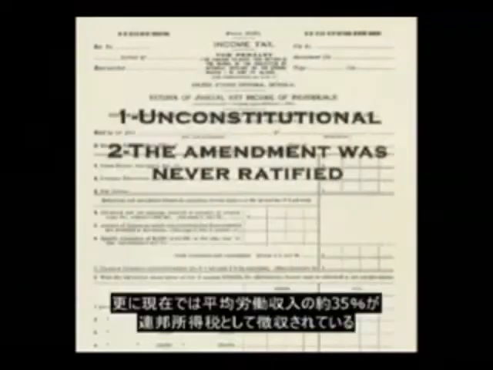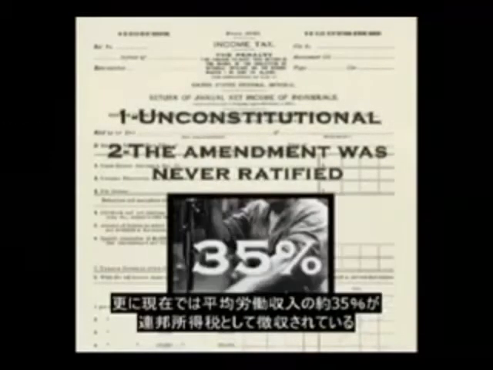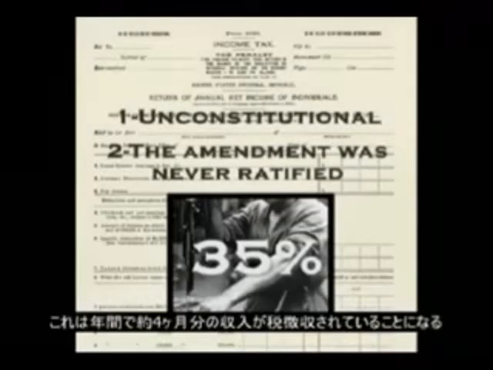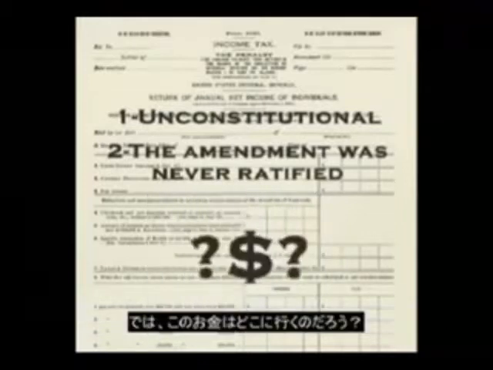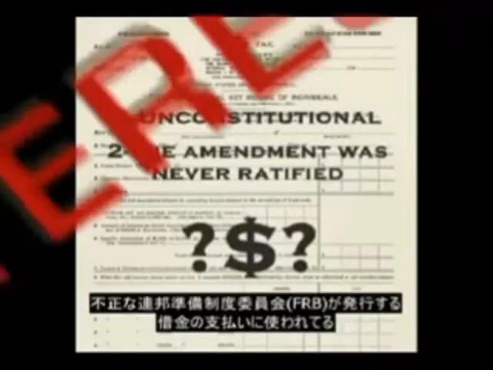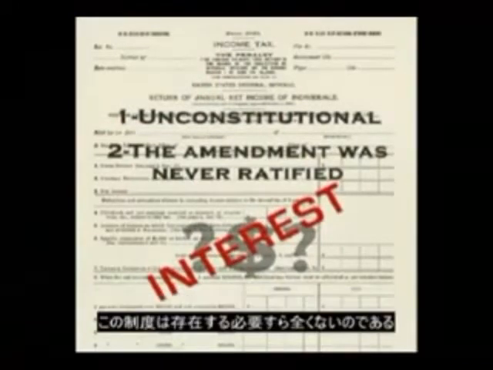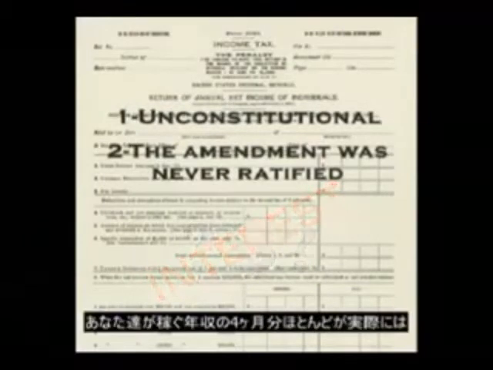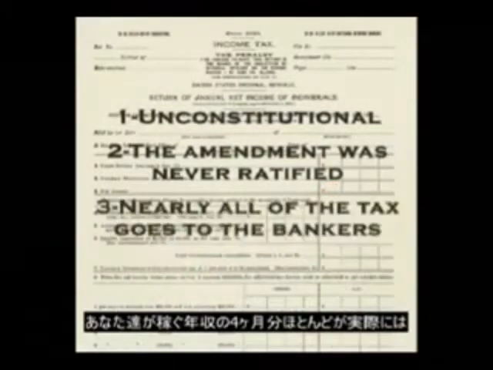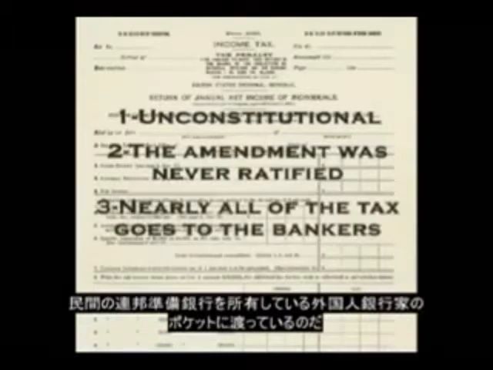Third, at the present day, roughly 35% of the average worker's income is taken from them via this tax. That means you work 4 months out of the year to fulfill this tax obligation. And guess where that money goes? It goes to pay the interest on the currency being produced by the fraudulent Federal Reserve Bank, a system that does not have to exist at all. The money you make working 4 months out of the year goes almost literally into the pockets of the international bankers who own the private Federal Reserve Bank.